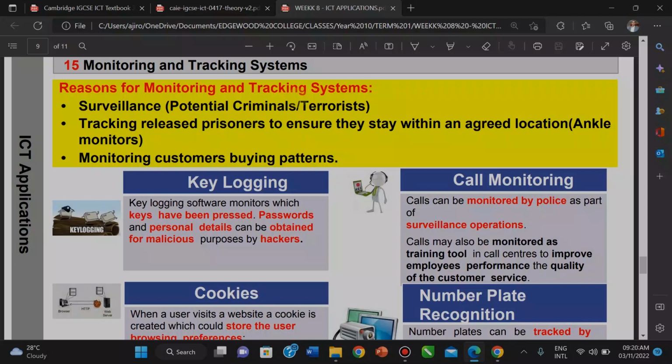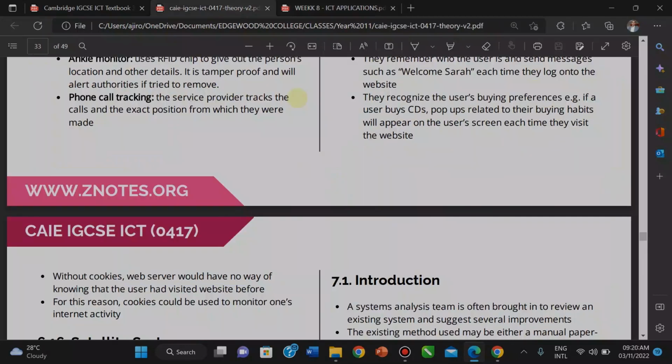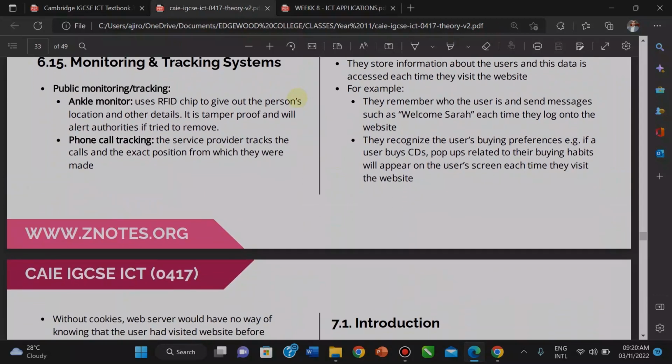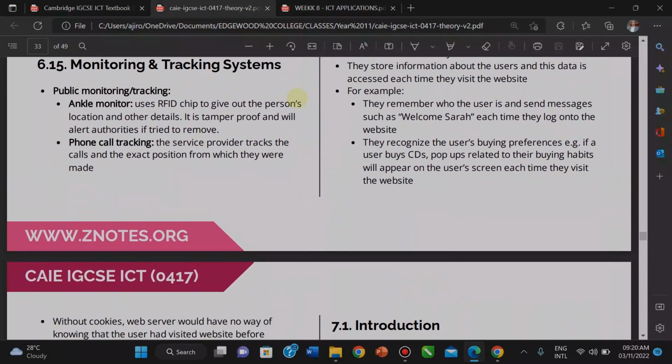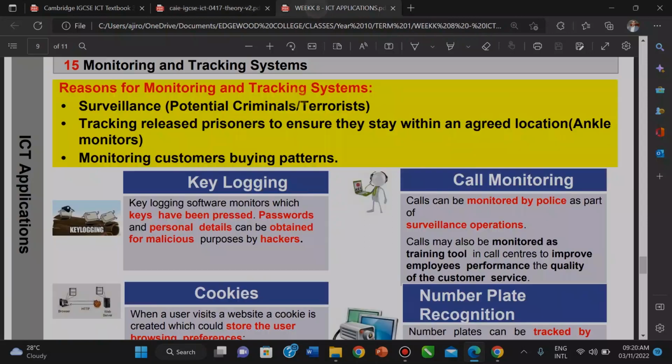For prisoners who are out from the prison and on probation, there's a tracking system, an ankle bracelet, right, that is placed, what we call an ankle monitor, that gives out the person's location and other details. It is tamper-proof, and if it's tampered with, or if you try to remove it, the authorities are alerted.